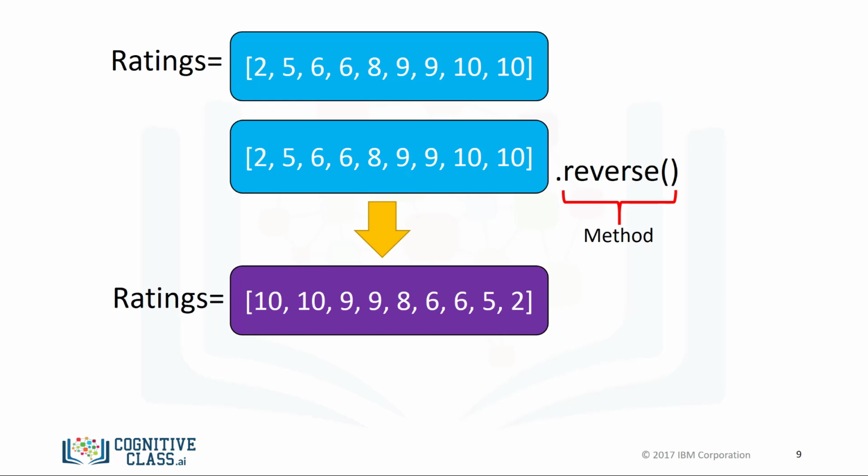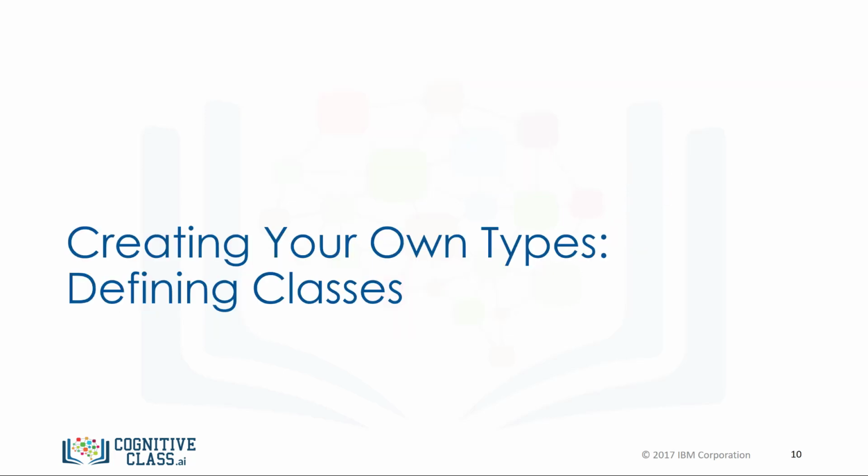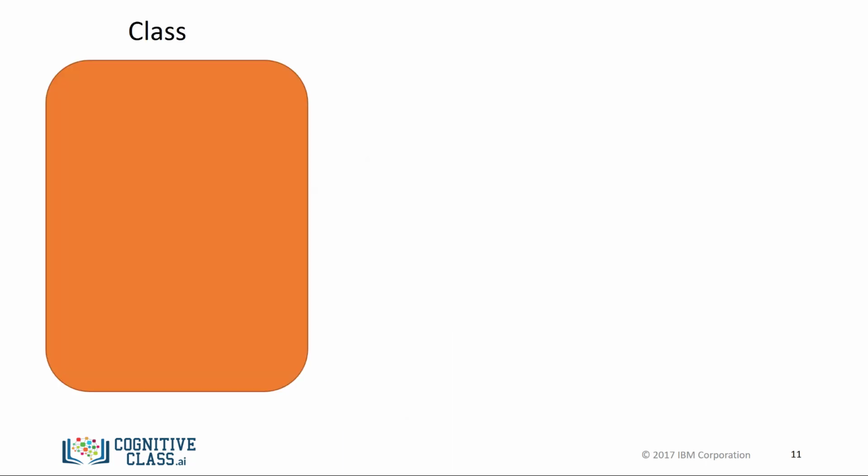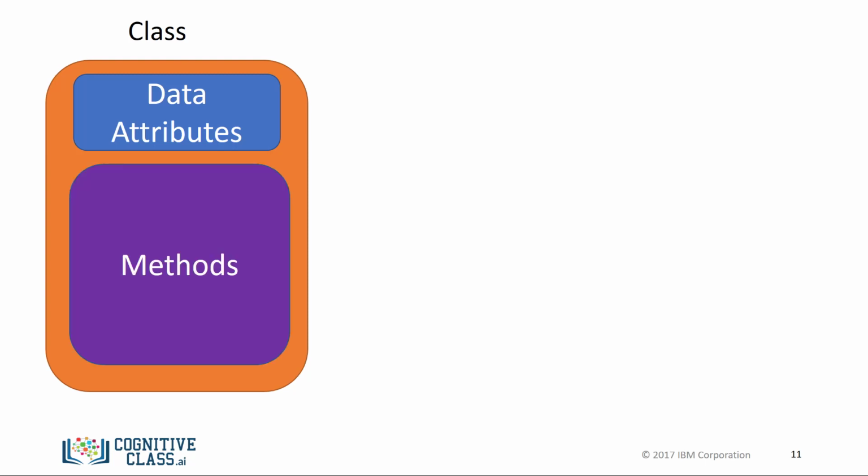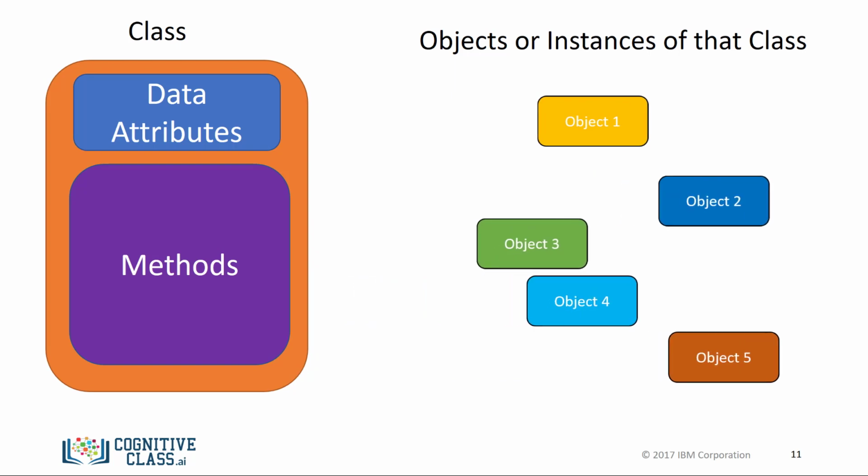Next, we will cover how to construct your own classes. You can create your own type or class in Python. In this section, you will create a class. The class has data attributes. The class has methods. We then create instances of that class or objects. The class data attributes define the class.